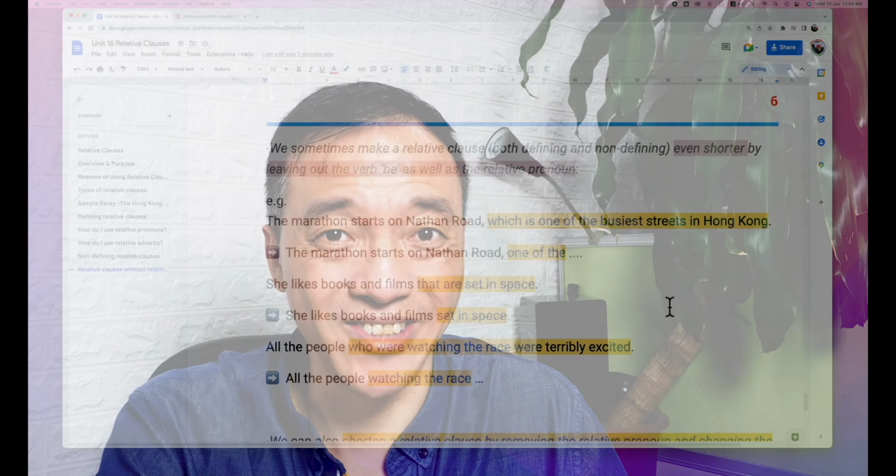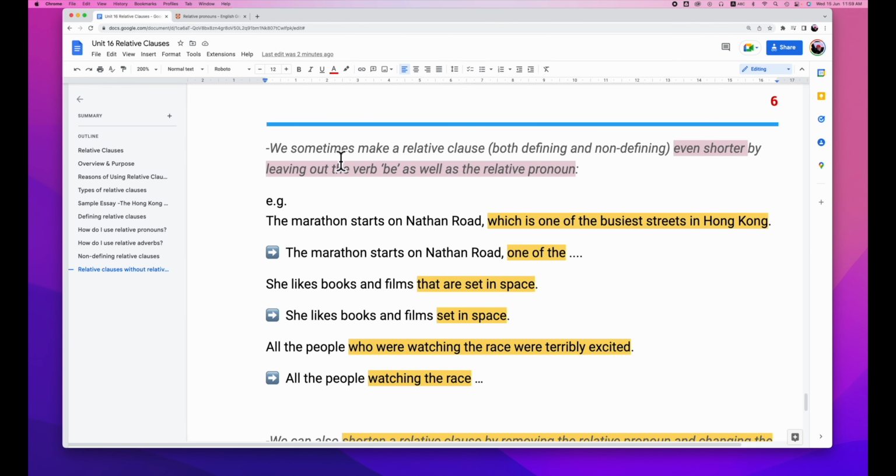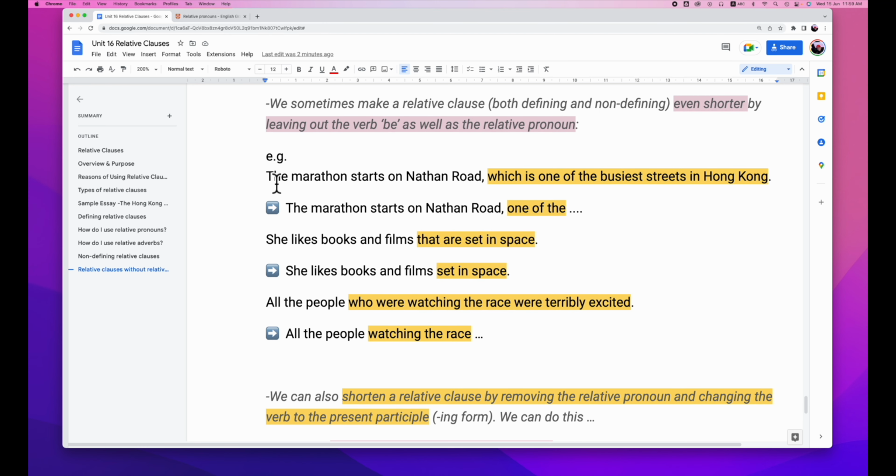There are some situations where we could take away the relative pronouns. Let's take a look. We sometimes make a relative clause even shorter by leaving out the verb be as well as the relative pronoun. Example: the marathon starts on Nathan Road, which is one of the busiest streets in Hong Kong, becomes: the marathon starts on Nathan Road, one of the busiest streets in Hong Kong.